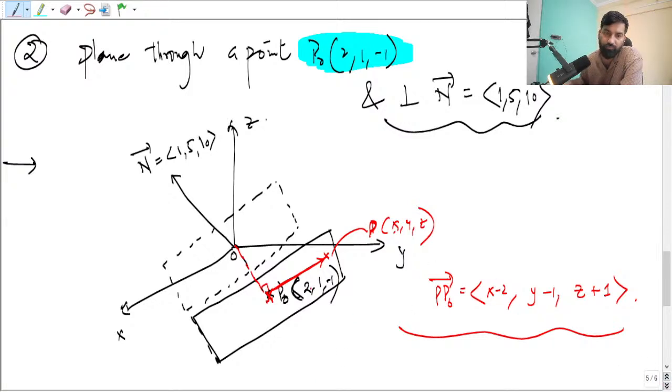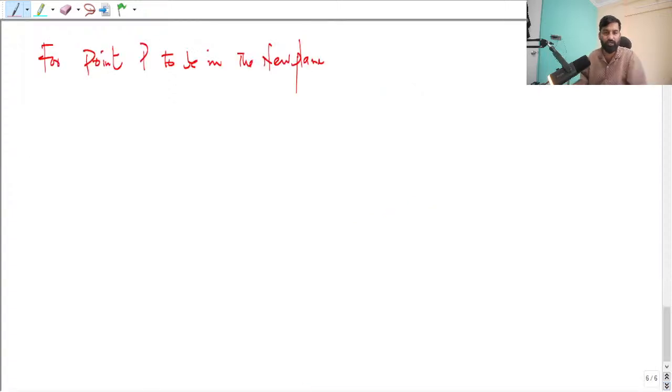And now if the point P is in the new plane, what is the condition? We have to take the dot product of the P naught P vector with the normal vector, and that should be equal to 0, right? So we have to make sure that P naught P is perpendicular to n. Then P is going to be in the new plane. So we can say that P is in the plane.